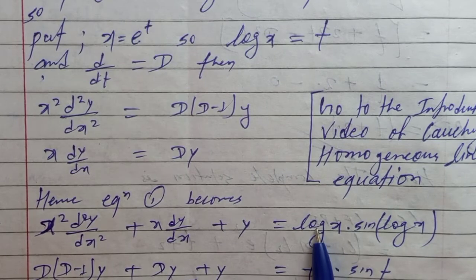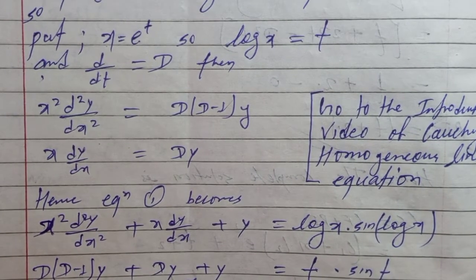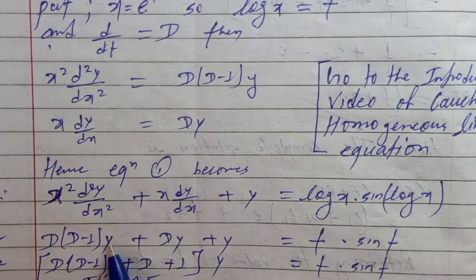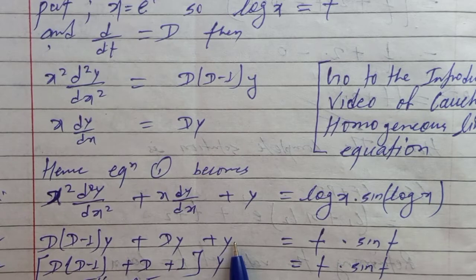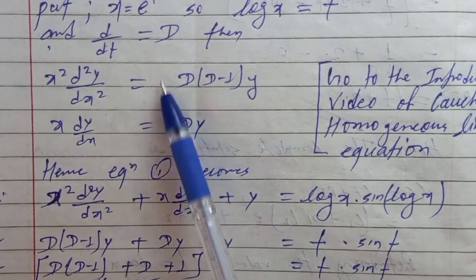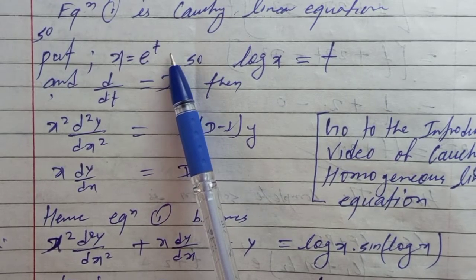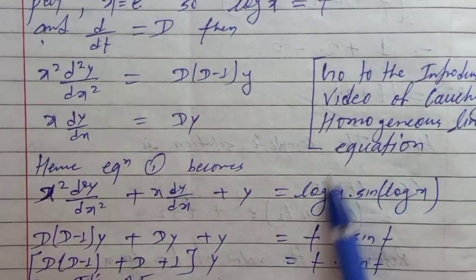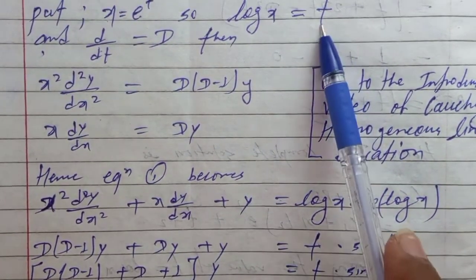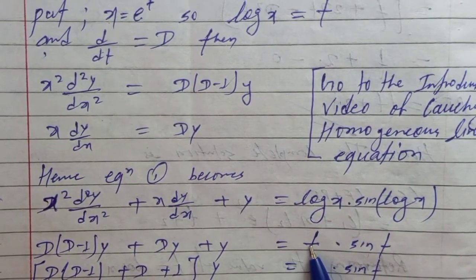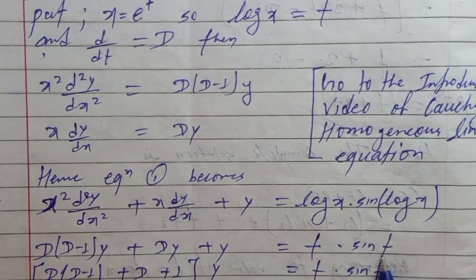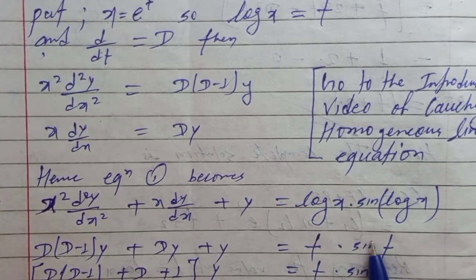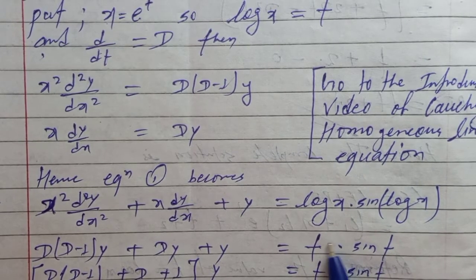This is our equation and this is our right hand side. So finally we got our symbolic equation like this: d into d minus 1 into y plus dy plus y equal to right hand side. Look, we have substituted x with e to the power t, where we got log x is equal to t. So here is log x, so we will replace log x by t, then it becomes t sine, this is also log x, it becomes t, then t into sine t. So we got this symbolic form, and our right hand side, our given differential equation, is also changed in the form of t.